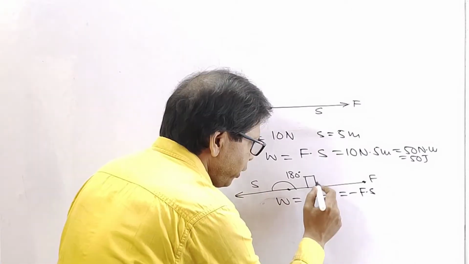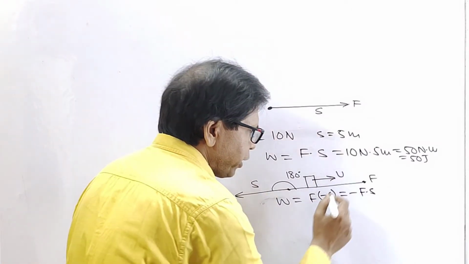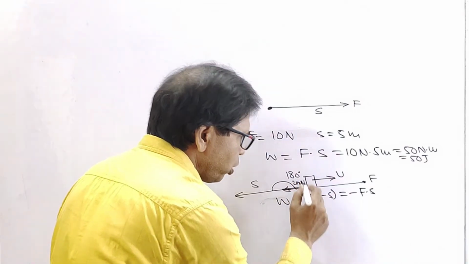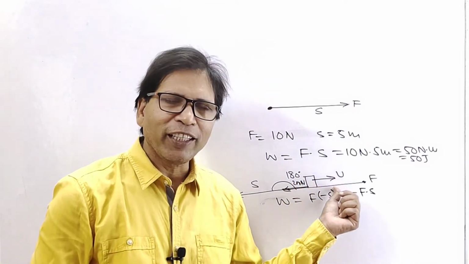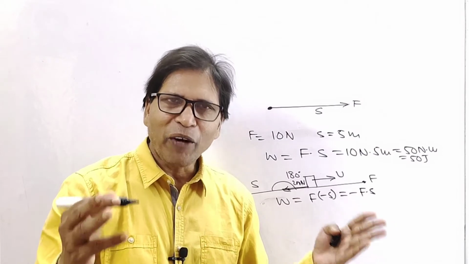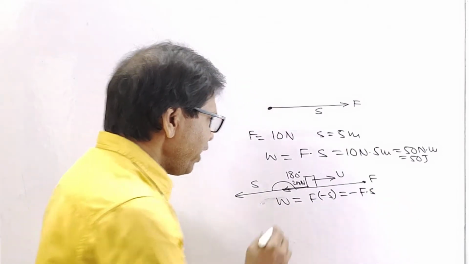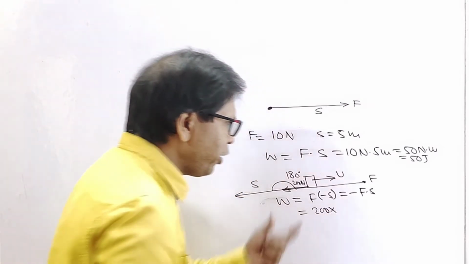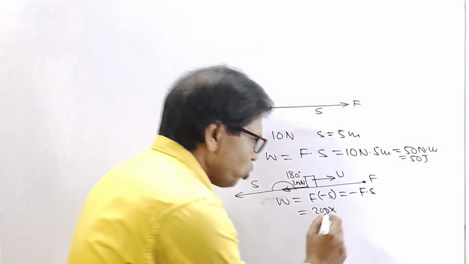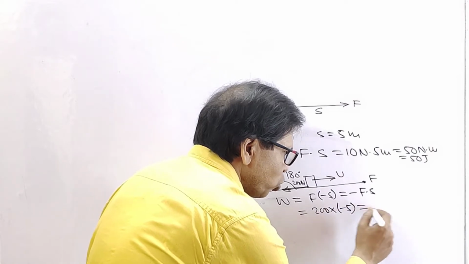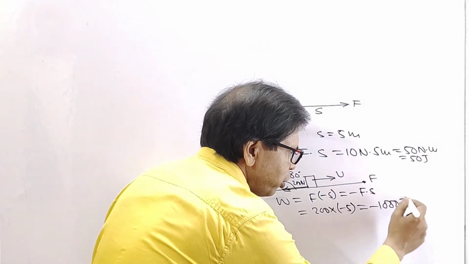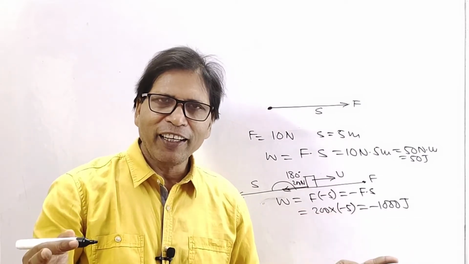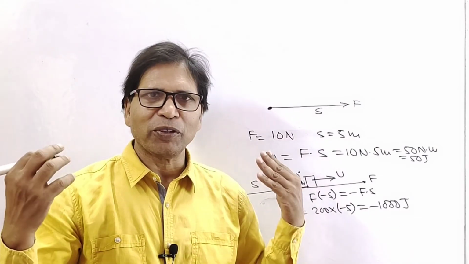Suppose a body moves along this direction. The force of friction acting on it is 200 newton. If the displacement of the body is 5 meter, what is the work done? Here force of friction is equal to 200 newton and displacement is 5 meter, with a negative sign. So work done is -1000 joule. So this work done is negative work done or work done against the force.